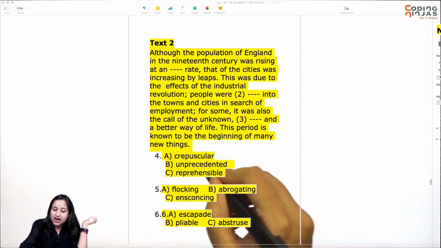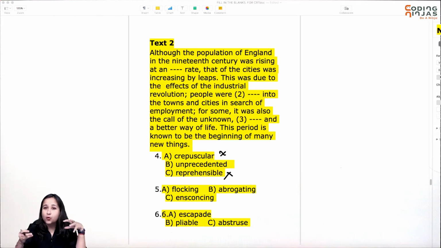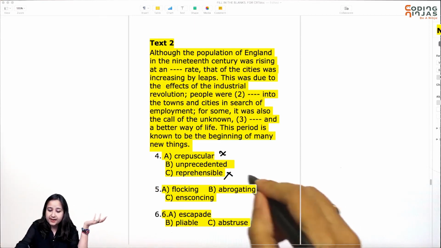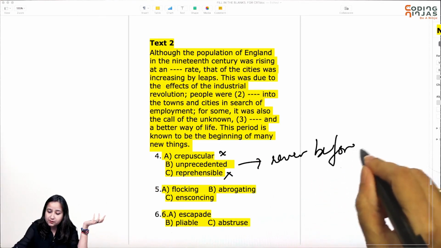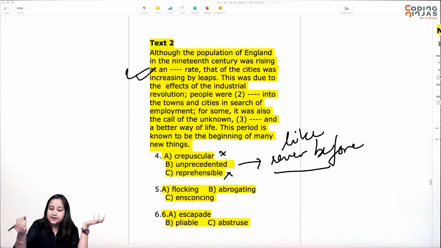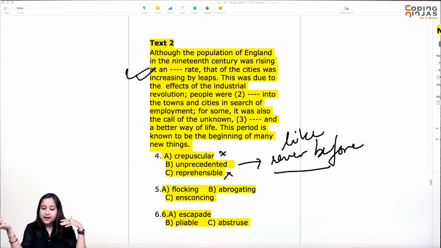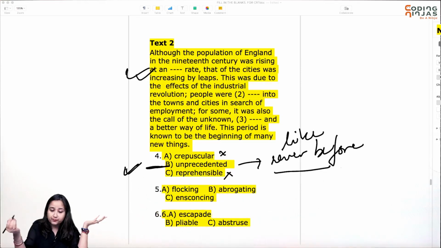Crepusculous is very shining and so not correct. Reprehensible is something worthy of scolding, so scolding is not right here. Unprecedented means like never before. So this was rising like never before, an unprecedented rate. That of the cities by leaps. This increase in population by leaps and bounds was at a never before rate, unprecedented. Okay, so option number 2.